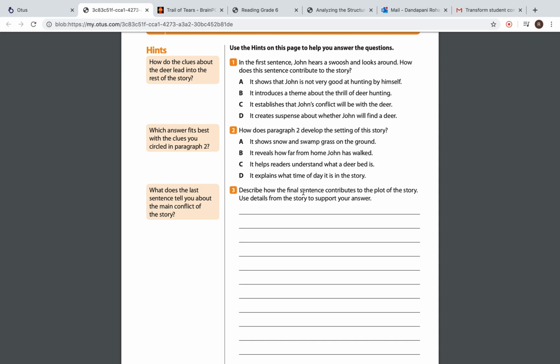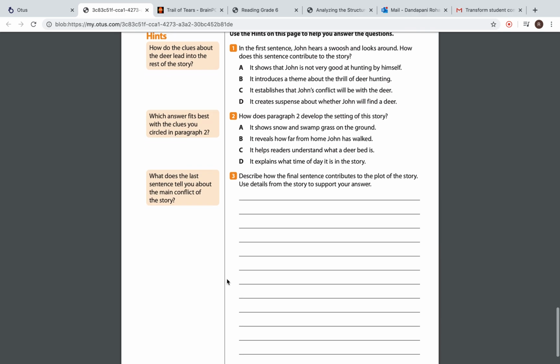We could say the final sentence contributes to the plot of the story because, or the final sentence contributes to the plot of the story by, and then when we say details, use two details from the text. So first we restate by saying the final sentence contributes to the plot of the story because, then we answer the question. Then we could say one example from the text is, or according to the text, it says, and then we can say another example is. All right, make sure you use RAD, just like how we've learned in class.